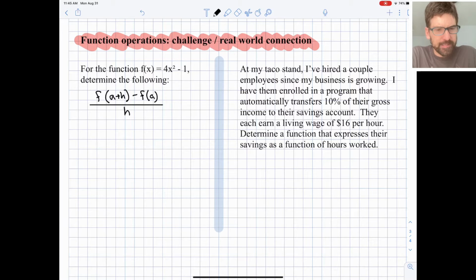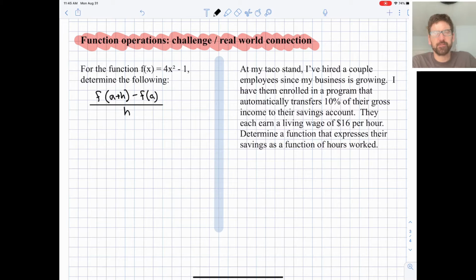It's actually a little bit of a preview of what you might see when you take a calculus class down the road. But really all we're doing is some function operations, okay? So we have a particular function f of x equals 4x squared minus 1, and we want to determine f of the quantity a plus h minus f of a, all divided by h, okay?